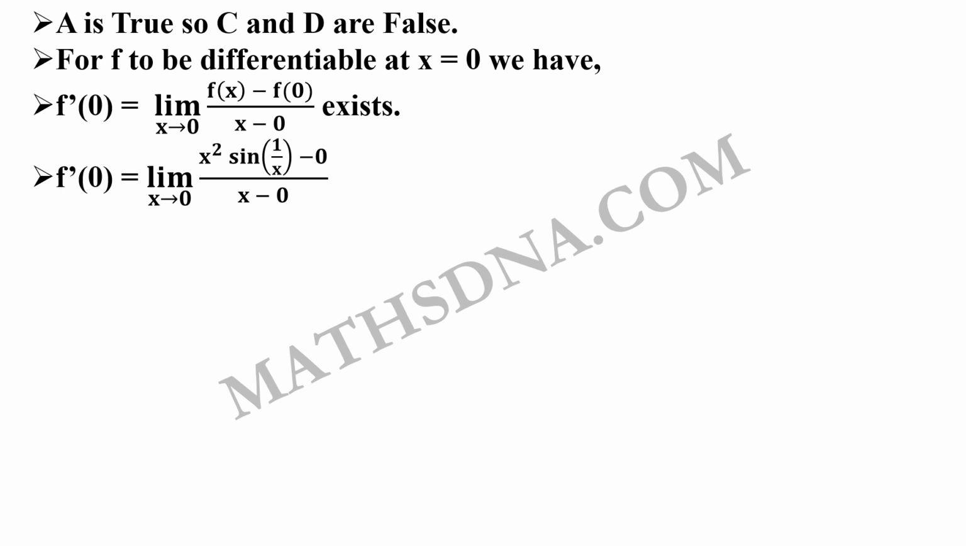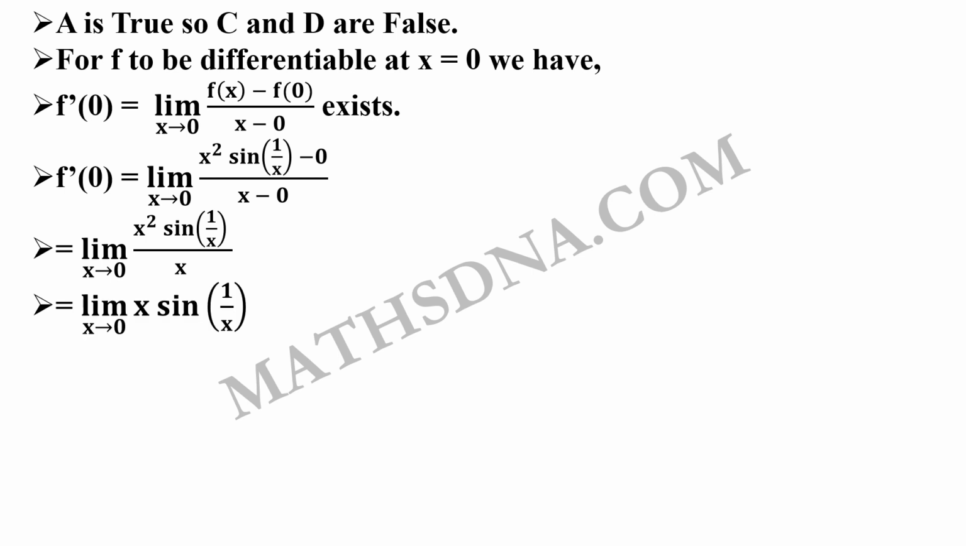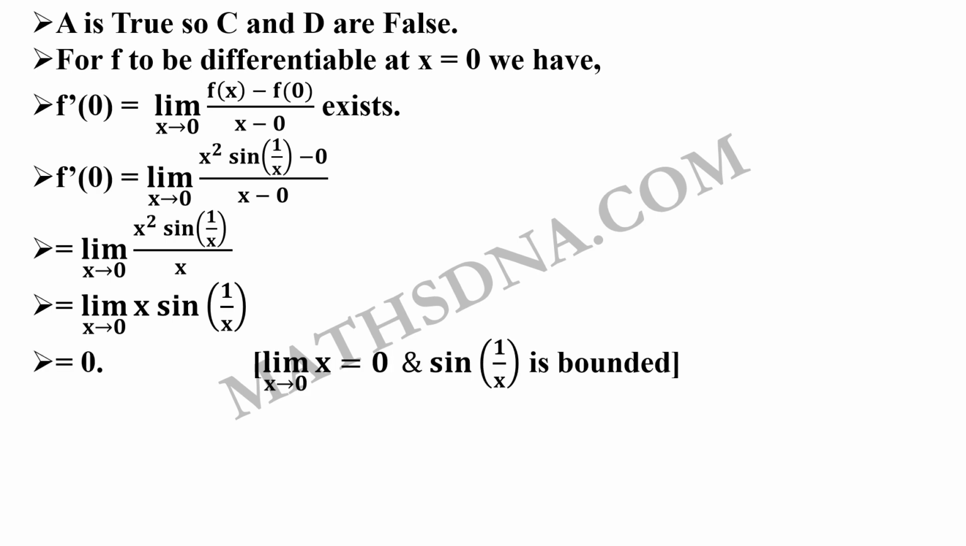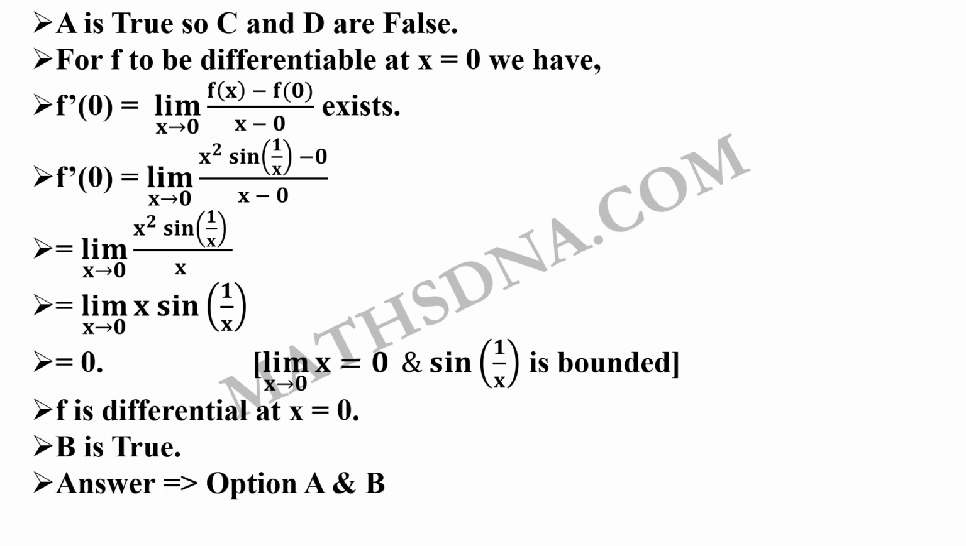So here it will be limit x tends to 0 of (x square sine 1 upon x minus 0) upon (x minus 0), which further simplifies to limit x tends to 0 of x into sine 1 upon x. Again applying the same result, as x tends to 0 the limit is 0 and sine 1 upon x is bounded, so their product will again be equal to 0, and option B is correct, f is differentiable. Hence the answers are option A and option B.